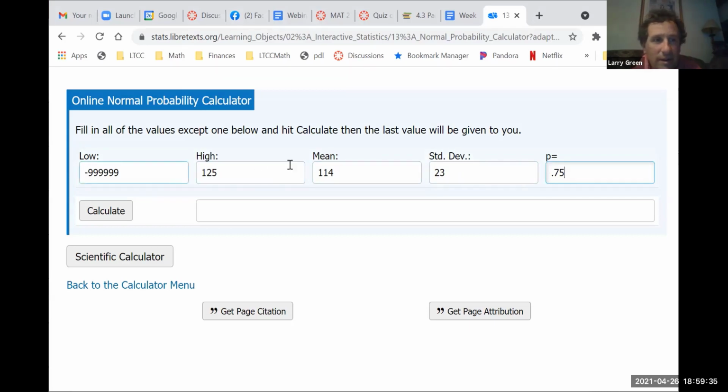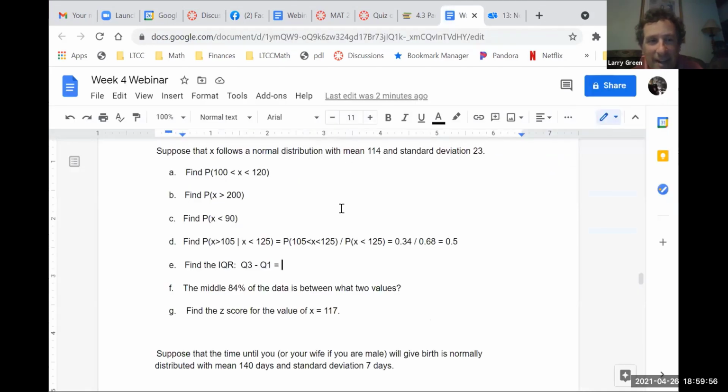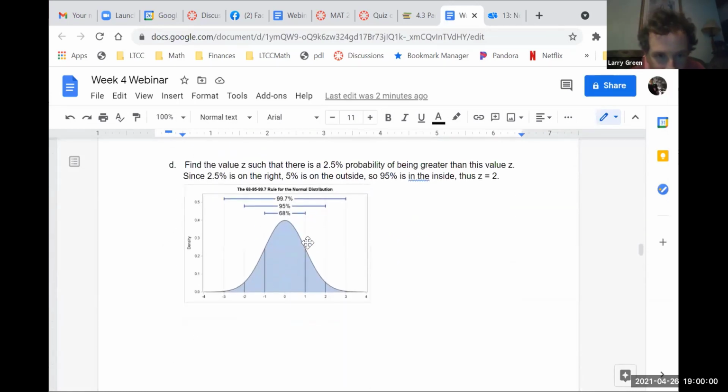What's the one that we don't know? Do we know the standard deviation? Yes. Do we know the mean? Yes. Okay, so it's either going to be the low or the high. 75% is below some number. Okay, so if you're not seeing, let's go back to the picture. So 75% is below some number. So we're over here. We shade in everything to the left. How far left do we go? When I say shade in everything to the left, how far left do you go? Infinity, negative infinity. You go to negative infinity. So that's the low. What we don't know is the high, because that's what we're looking for.